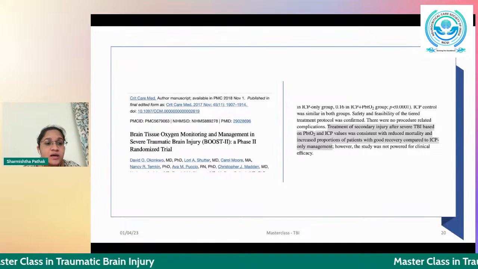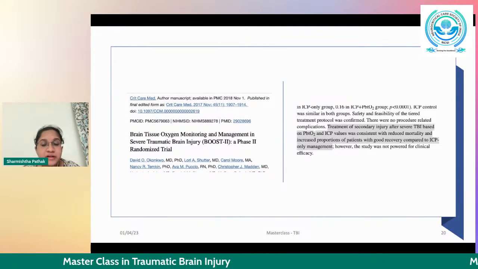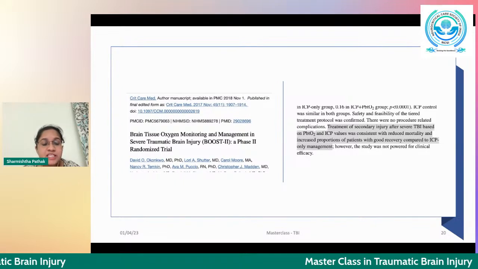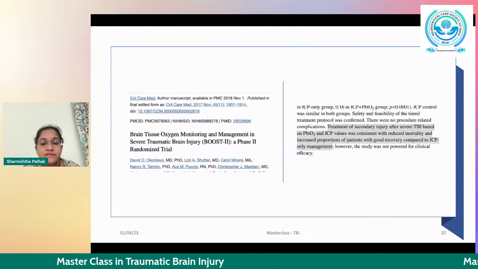There was an article published in Critical Care Medicine in 2017, which was the BOOST-2 trial rather, which said that treatment of secondary injury occurring after severe TBI based on PbtO2 and ICP values was consistent with reduced mortality and increased proportion of patients with good recovery compared to ICP only management.